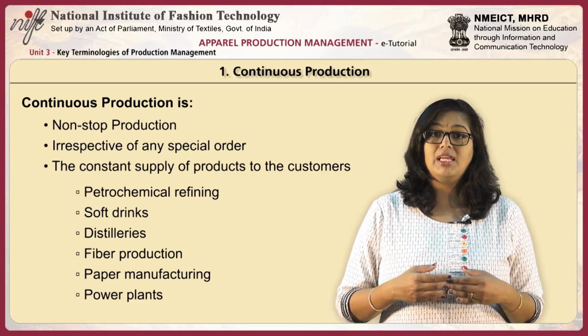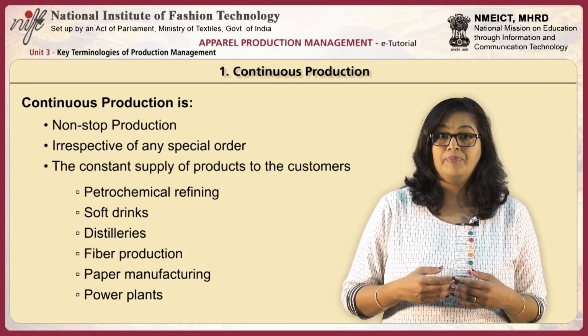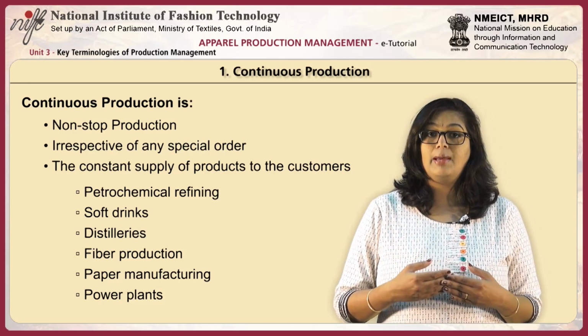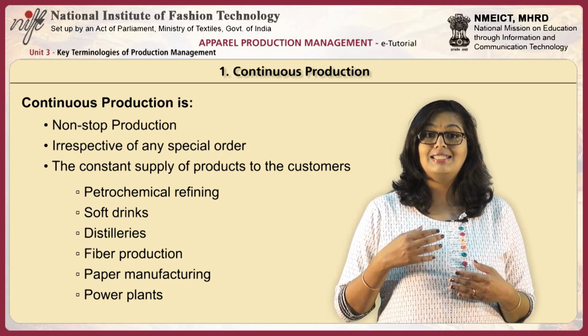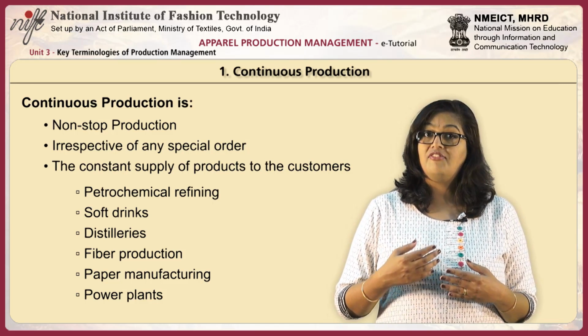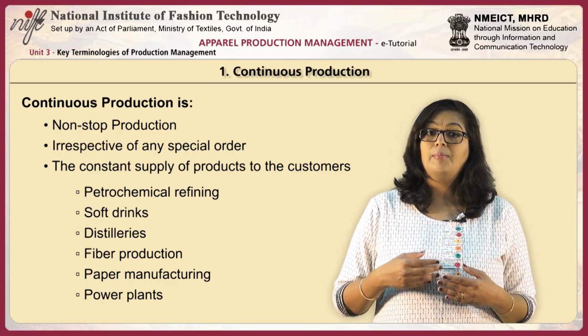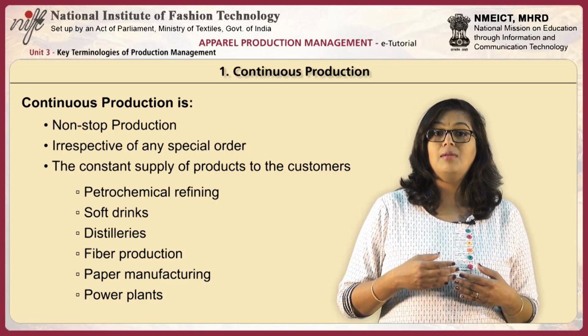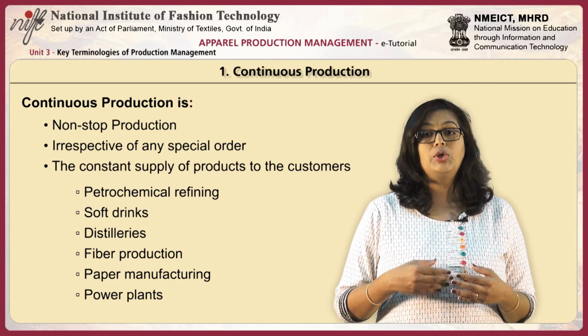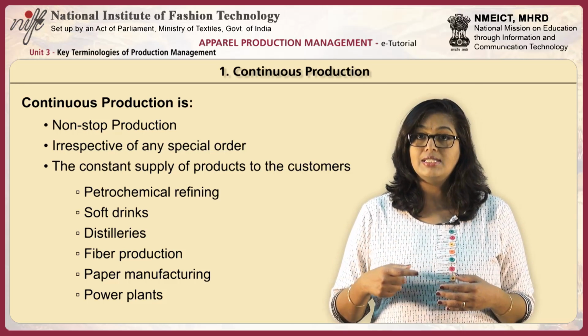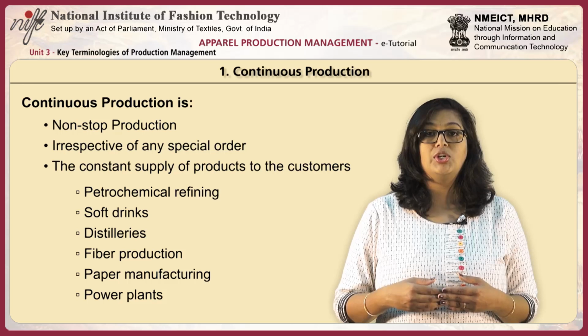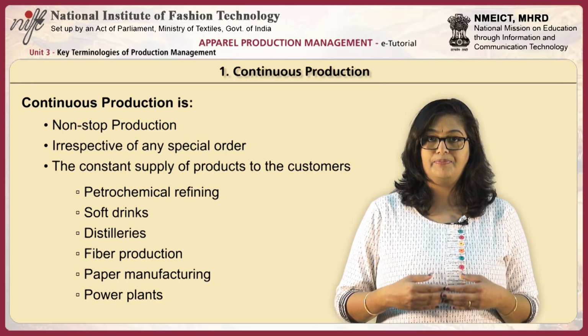Various examples can be given for continuous production. Your petrochemical refining, soft drinks, distilleries, fiber production, paper manufacturing, and power plants adhere to continuous production process, wherein the production is continuous and it goes on all through the year irrespective of demand.